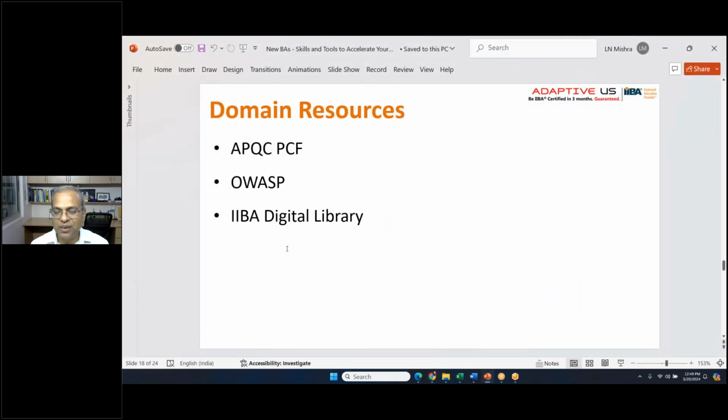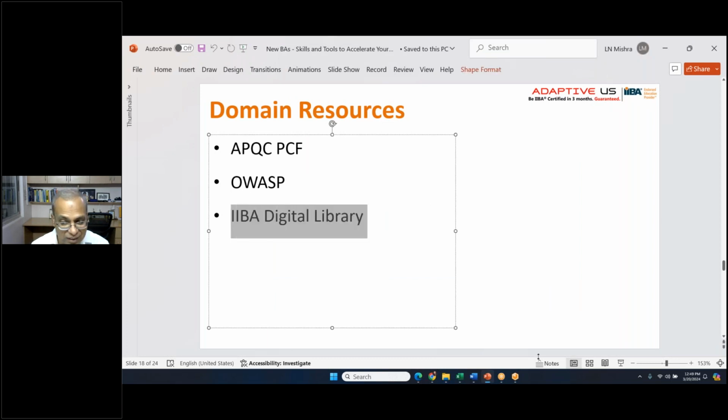Okay, back to our topic. Again, as I said, there are a lot of resources in the IIBA Digital Library as well. So if you become an IIBA member, you get access to that as well. This is something which is very interesting for people who are working in the cyber security domain, or whose application has very high expectations on the security front. In that case, this framework is quite helpful.